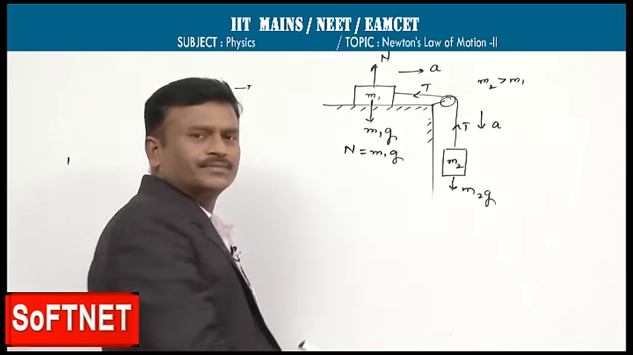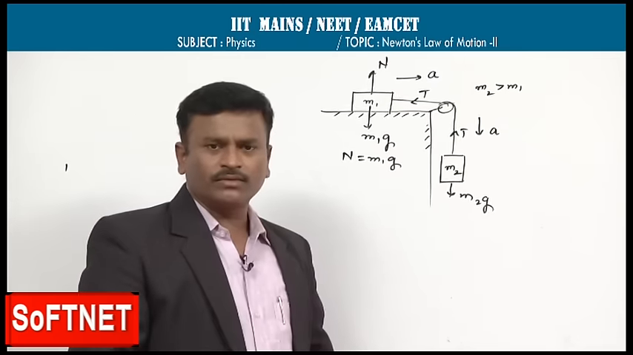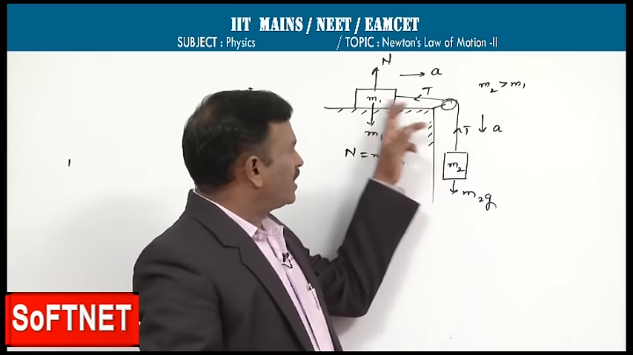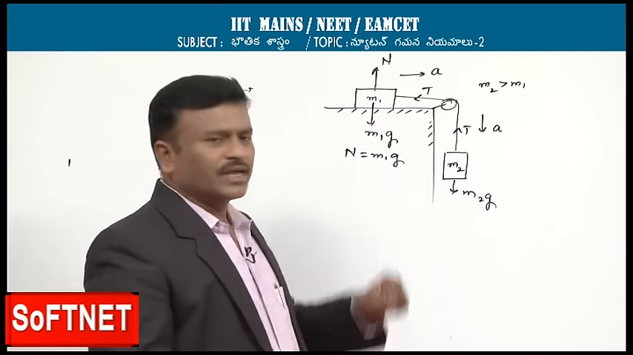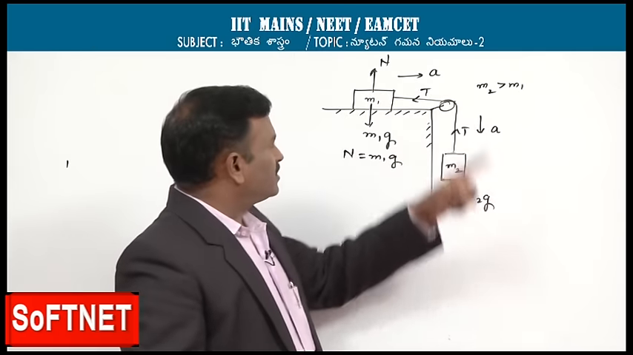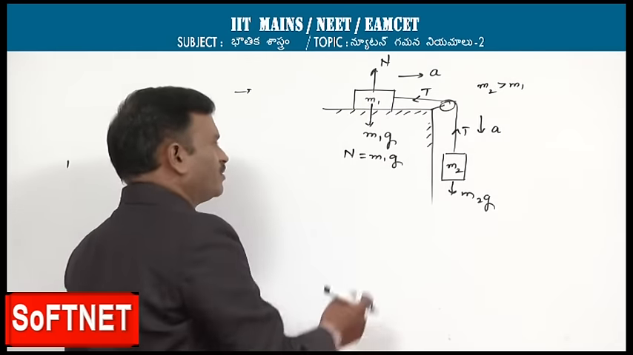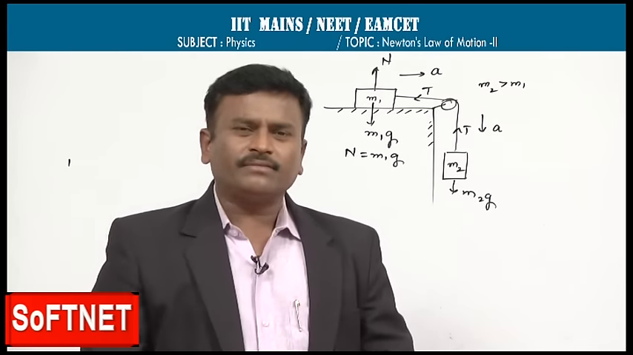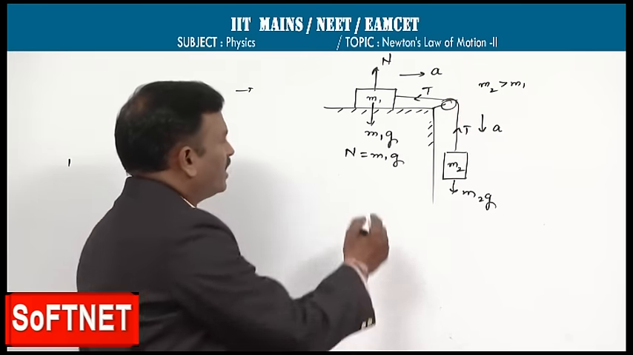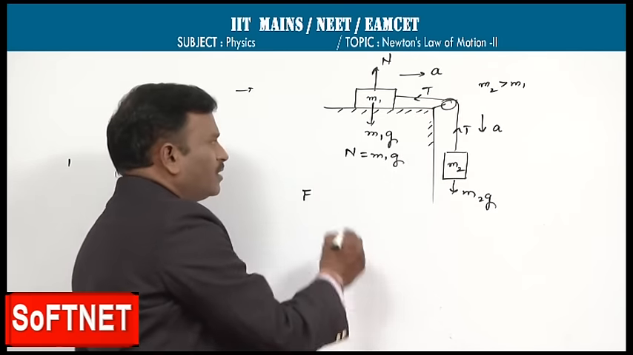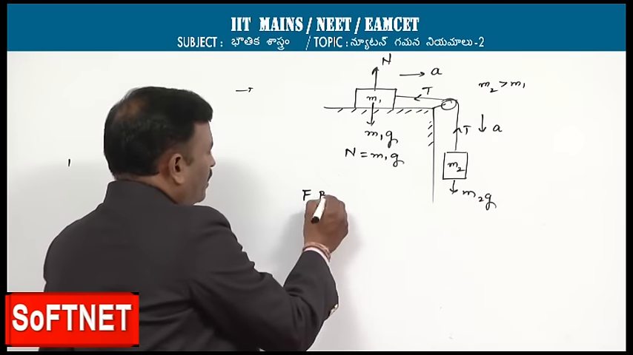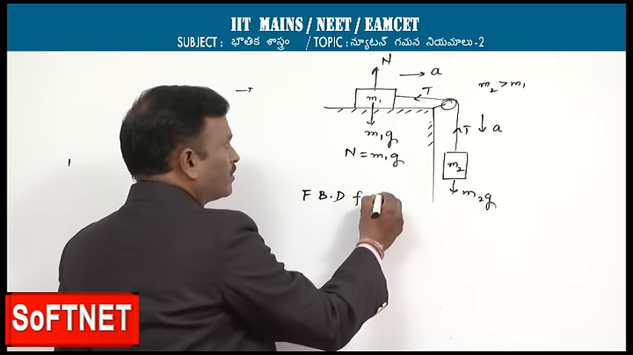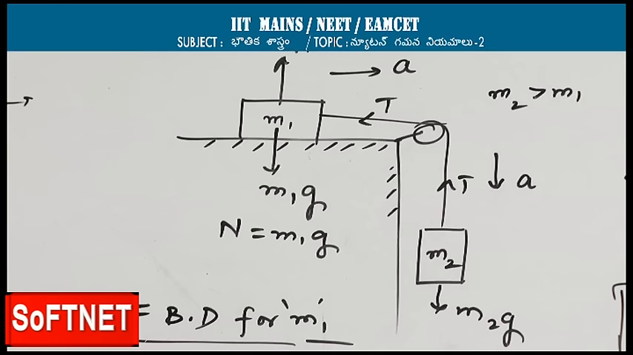The net force in the vertical direction is 0, as only the tension is pulling the body of mass m1 with an acceleration a. That we have to find out. Now we will go with the help of the free body diagram. Let us write the free body diagram for m1. The free body diagram is very important for solving connected bodies, as we know.